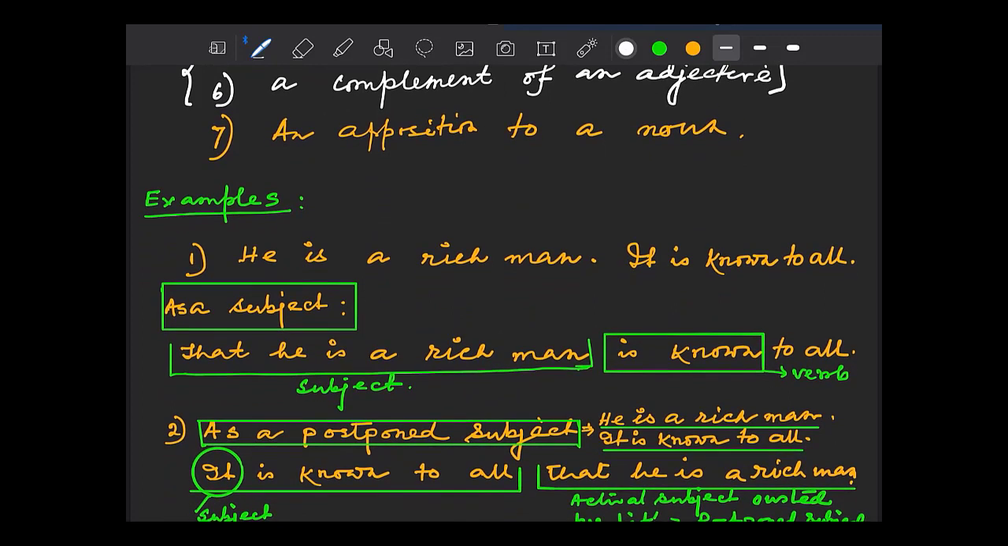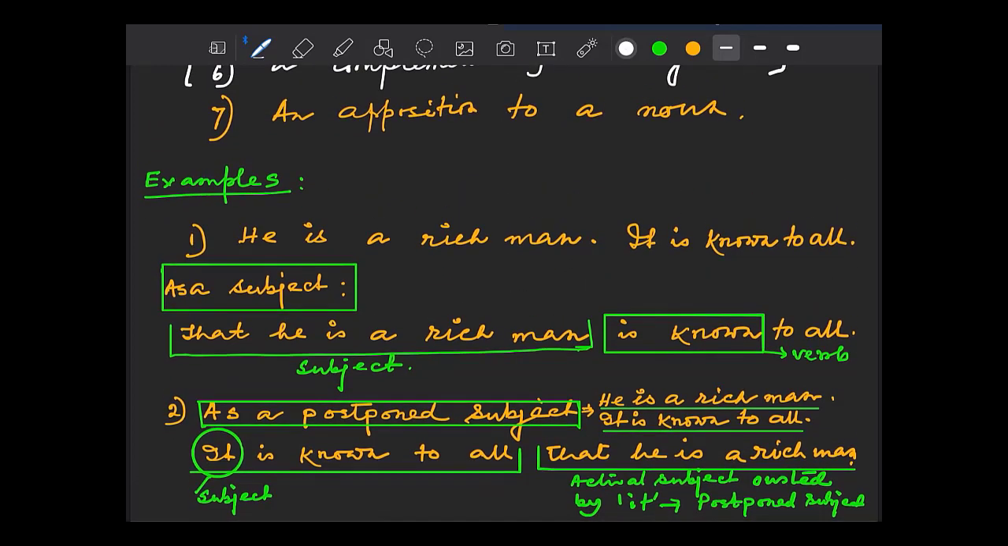Examples. Number 1. See, he is a rich man. It is known to all. Okay. We will join the two sentences, one making a subject and the other being the main one. See, that he is a rich man is known to all. Is known is a verb, and that he is a rich man is a clause, and that is used as the subject of the verb is known. Understand? That he is a rich man is a subject of the verb is known. So that he is a rich man is known to all is the combined sentence.